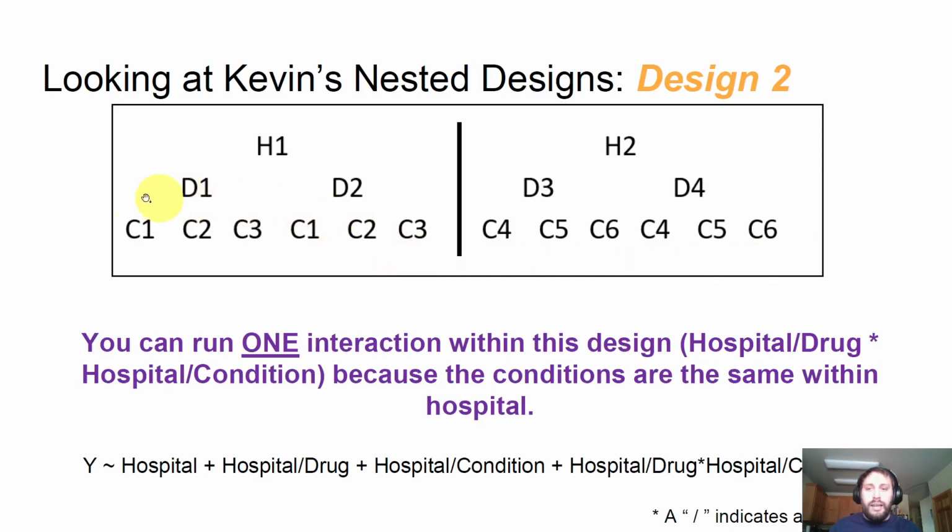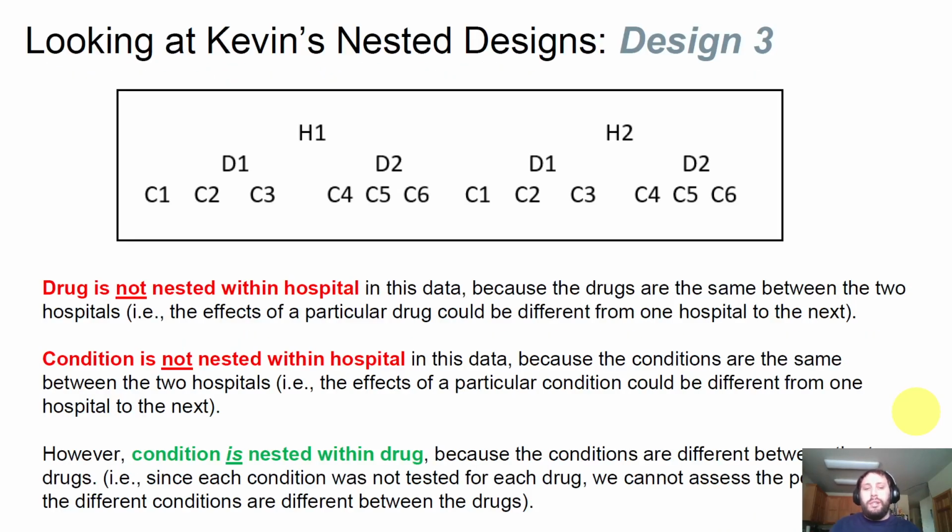So again, remember, C1 through 3 is present in drugs 1 and 2 when we nest it within hospital, and then C4 through 6 are available in drugs 3 and 4 when we nest it within hospital. And again, the slashes indicate a nested design. And notice how every single time I mention drug or I mention condition, I have to nest it within hospital within our design. And you'll see what we're doing when we actually run into the R code as well, when we start doing our coding tutorial. And then lastly, I wanted to show you one last one, which is design number 3.